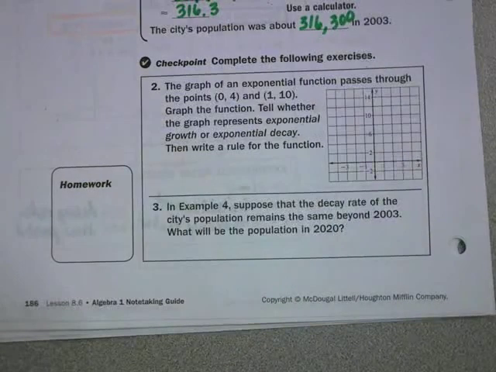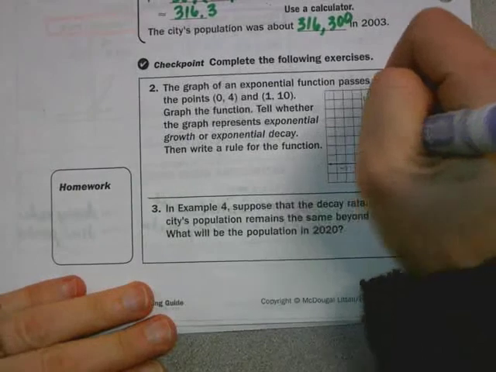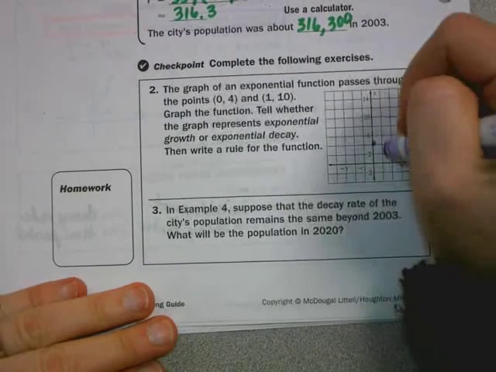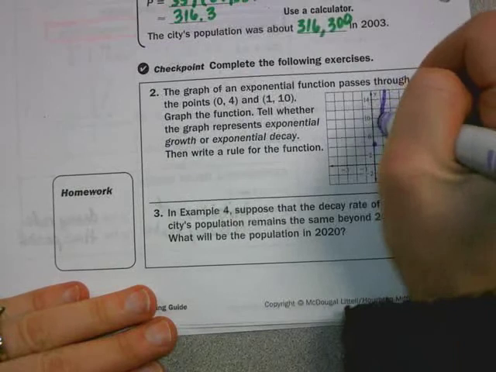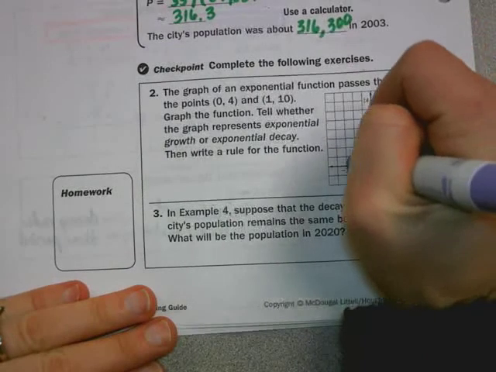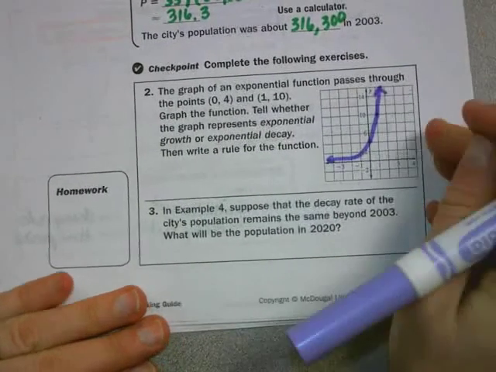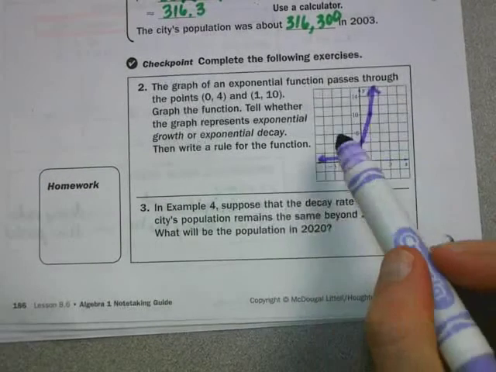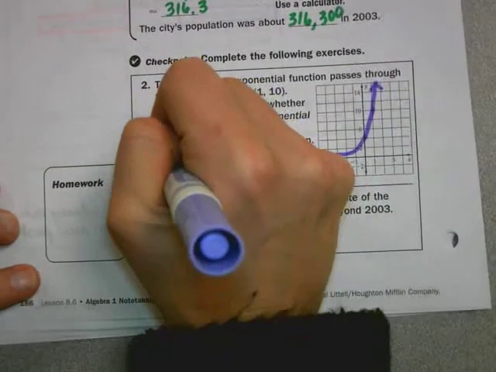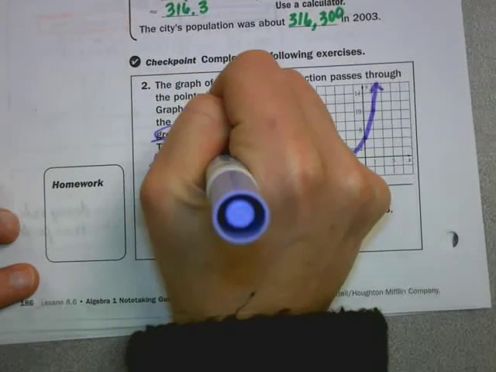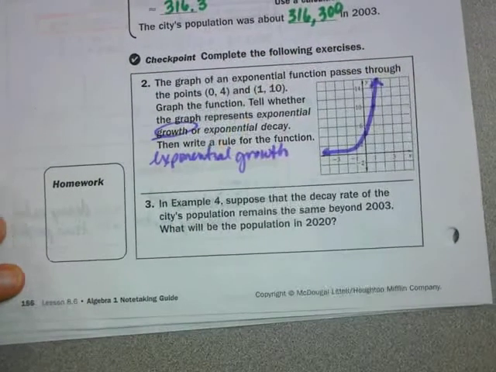So the first thing we need to do is plot out the points 0, 4, and 1, 10. So it looks roughly like that, okay? And it's going up over time, so I know that that's exponential growth. And then I have to write the rule, okay?